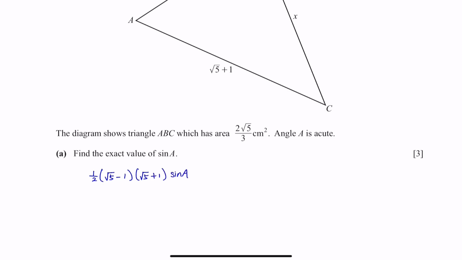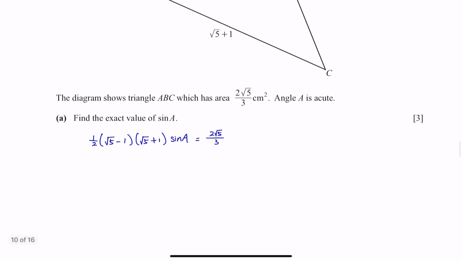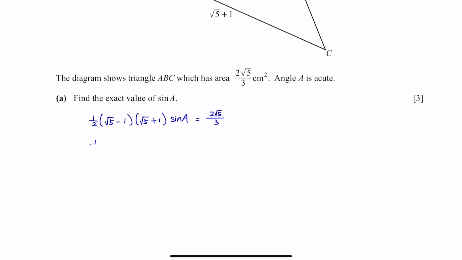sine A equals 2 root 5 over 3. And now we need to expand the brackets. So half times 5 minus 1 sine A is equal to 2 root 5 over 3. So 2 sine A is equal to 2 root 5 over 3, and sine A would be equal to root 5 over 3.